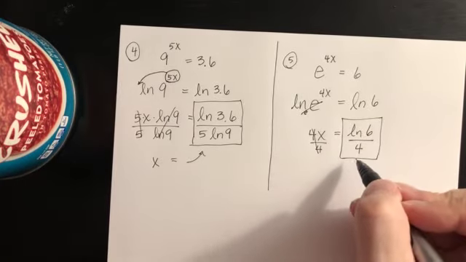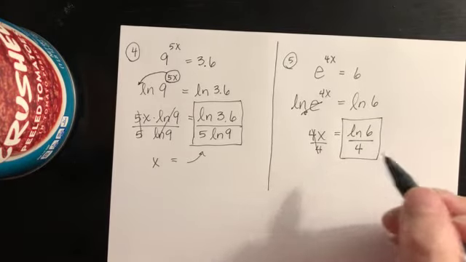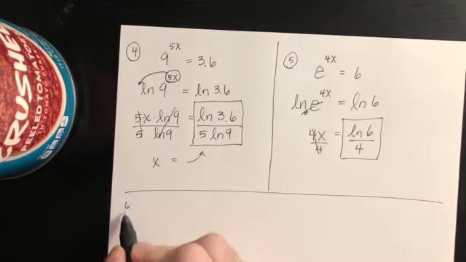Again, do not divide. This one's in a natural log and this one's not. So don't do that. Just leave it alone.